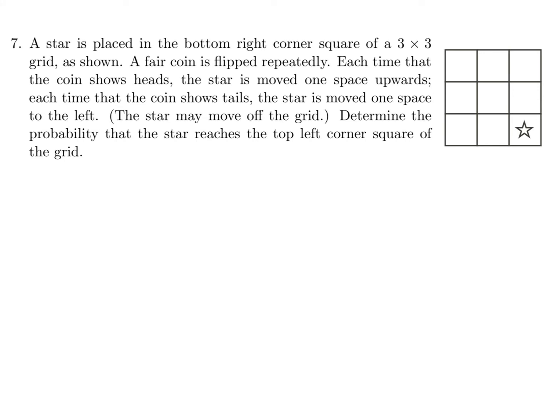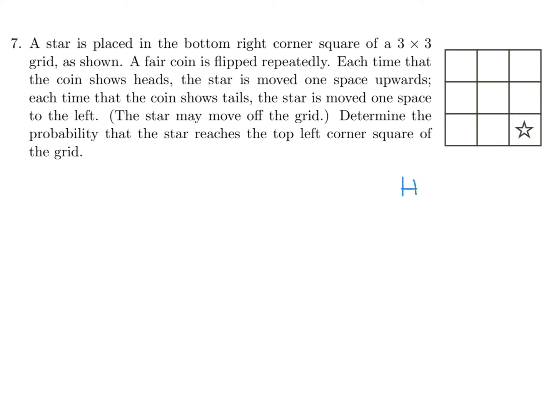A star is placed in the bottom right corner square of a 3x3 grid as shown. A fair coin is flipped repeatedly. Each time that coin shows heads, a star is moved one space upward. Each time that coin shows tails, the star is moved one space to the left. The star may move off the grid. Determine the probability that the star reaches the top left corner of the grid.